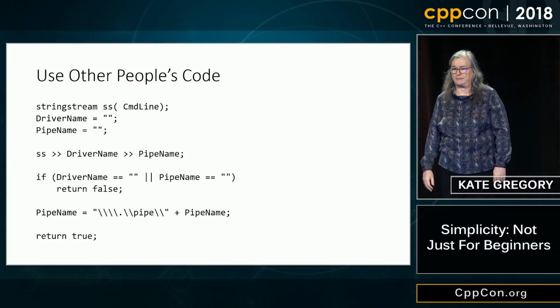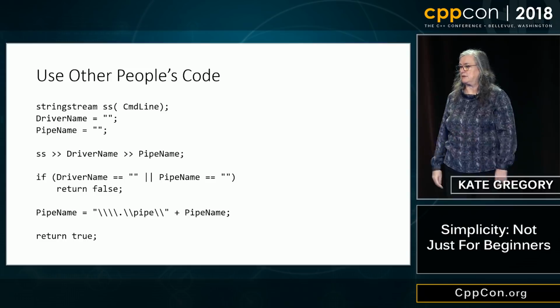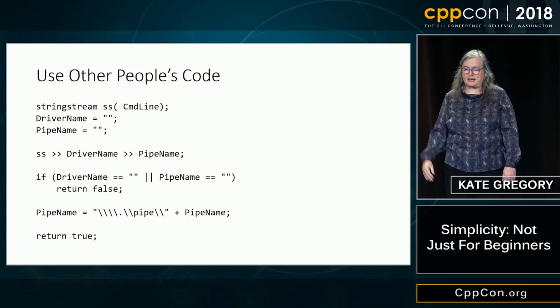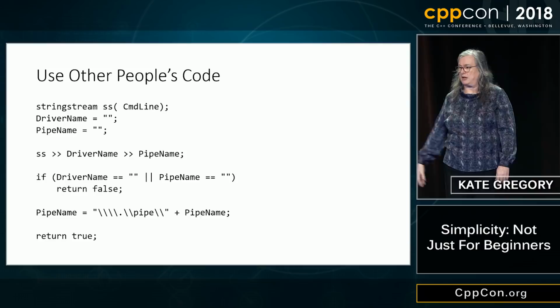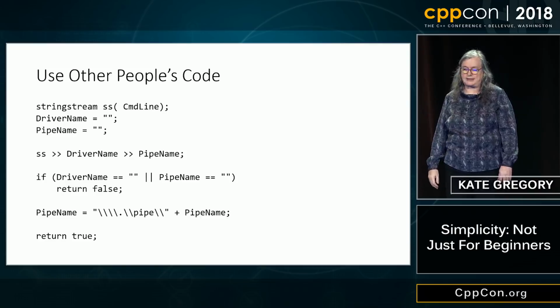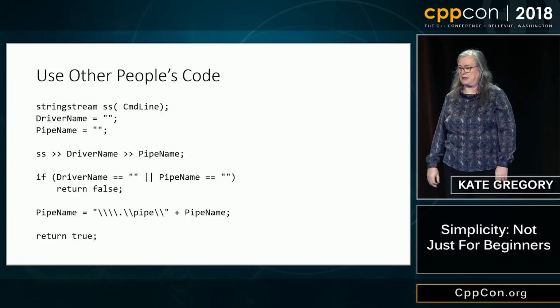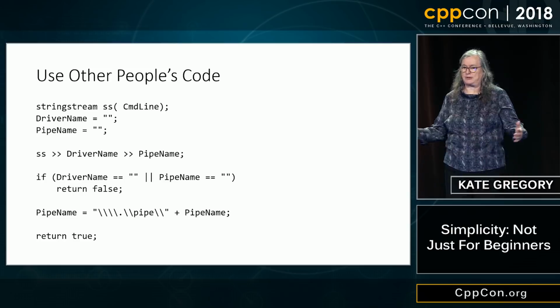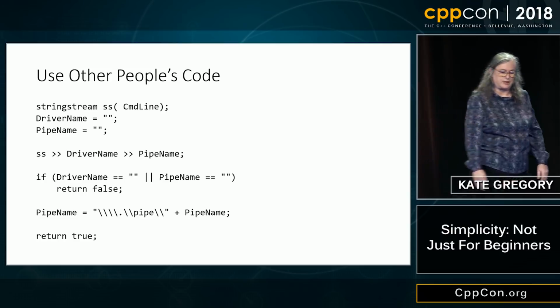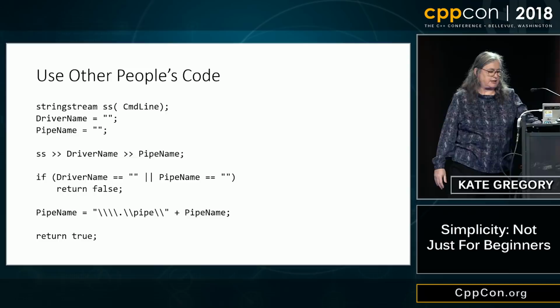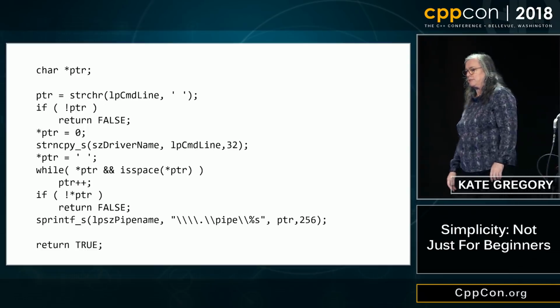Now we'll parse it out. You know what this does, right? I'm taking that command line, and I am getting driver name and pipe name out of it. I threw Hungarian under the bus, and I also switched to strings. And I say, if the driver name is still blank, or the pipe name is still blank, that's when we do not have a happy path. Otherwise, I do some decorating to the pipe name, which if you haven't had to do named pipes on Windows, pay no attention to that. Then I return true.